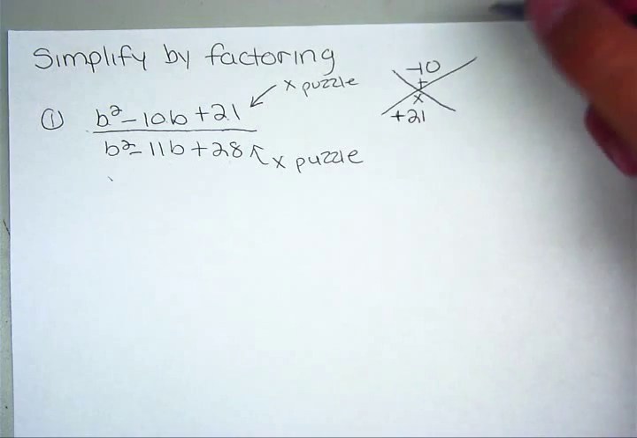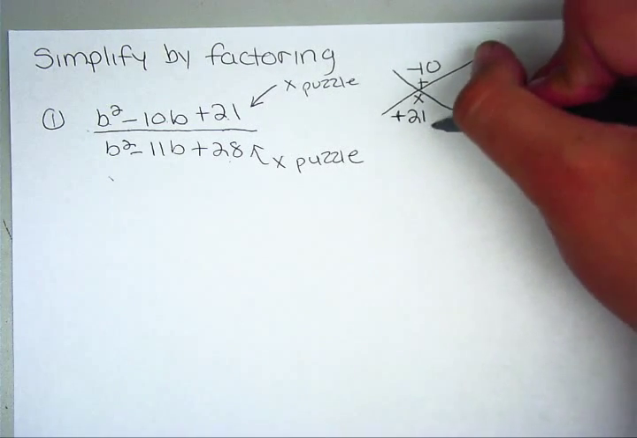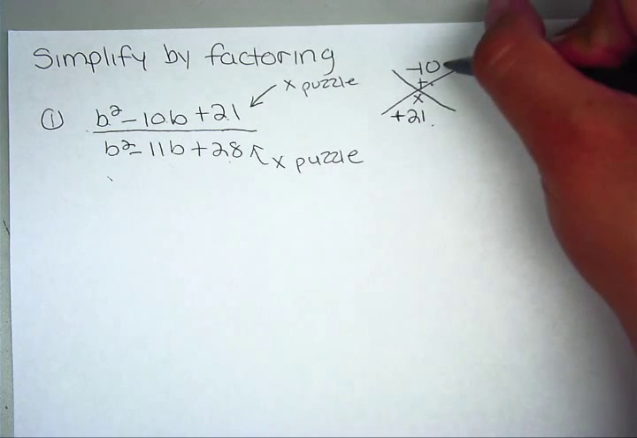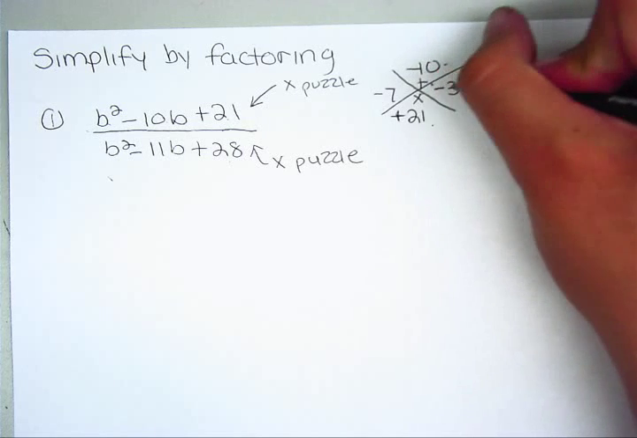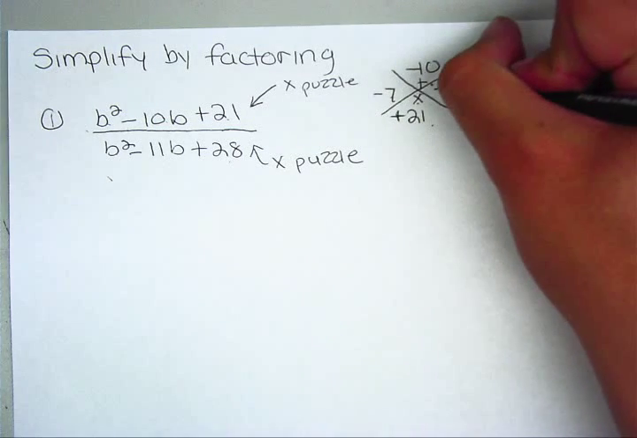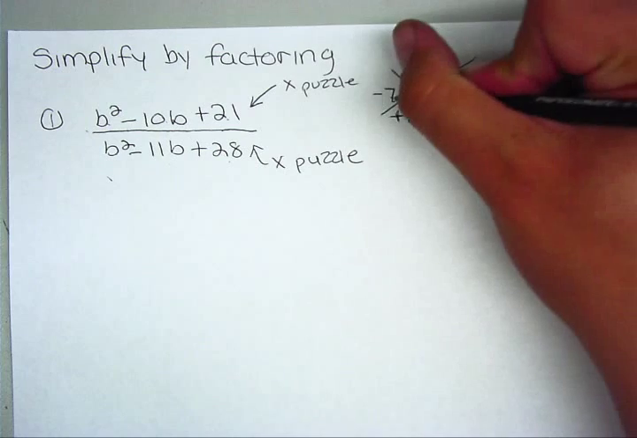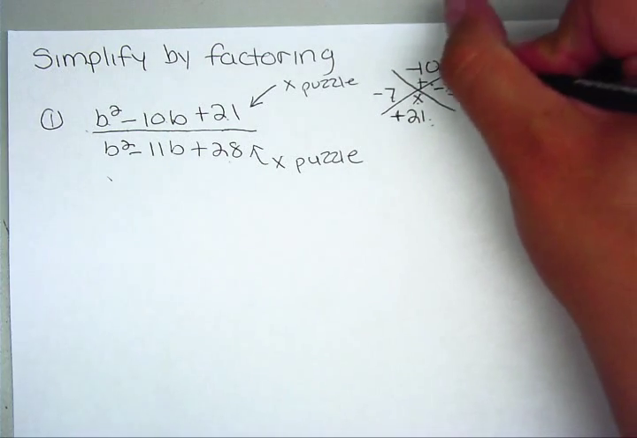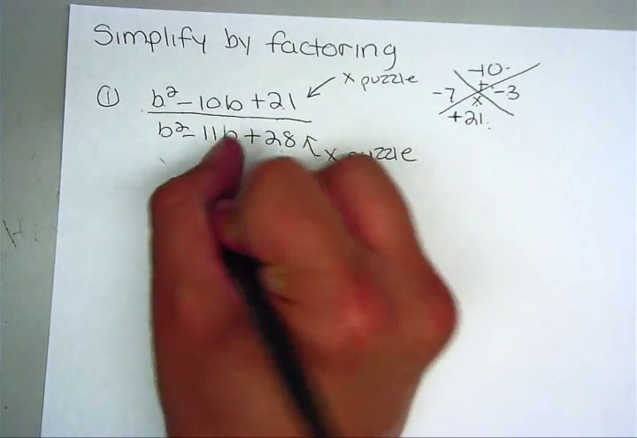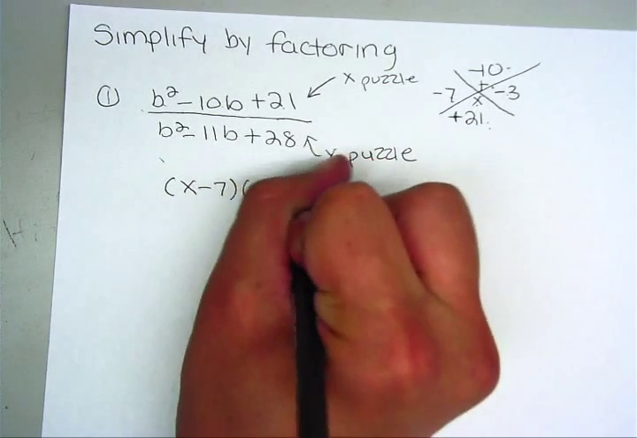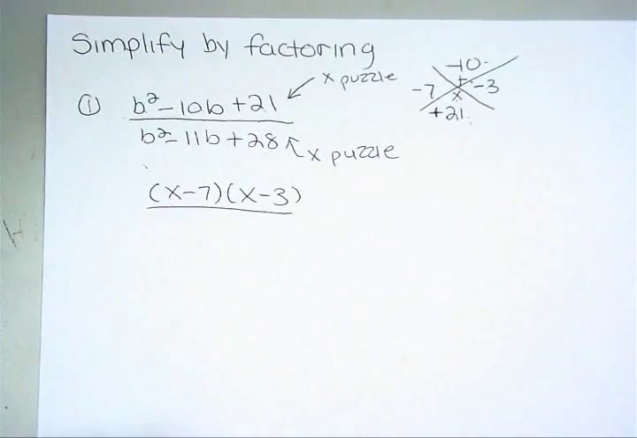So now we have to think what two terms multiply to positive 21 but add to negative 10. Those two numbers are negative 7 and negative 3. Because a negative multiplied by a negative is positive 21, negative 7 plus negative 3 is negative 10. So when we factor the top, it's going to be x minus 7 times x minus 3 over.